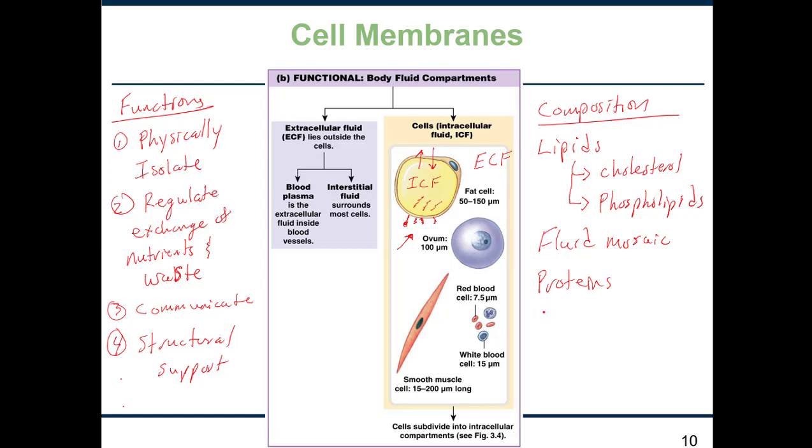Carbohydrates usually come in the form of what we call glycoproteins or glycolipids. These parts down here, these proteins, glycoproteins, and glycolipids, have a tendency to float around within the structure of the lipids, the phospholipid membrane. That's why we call this a fluid mosaic. It acts kind of like a two-dimensional fluid, and those proteins and glycolipids and glycoproteins can float around in that two-dimensional membrane.